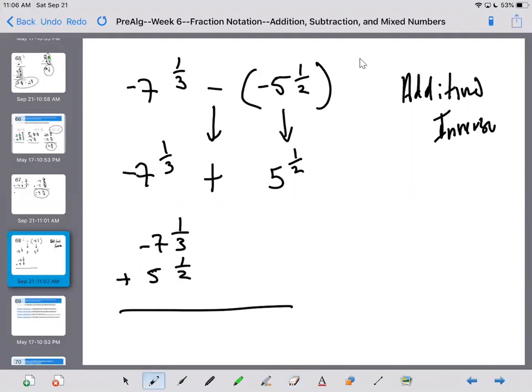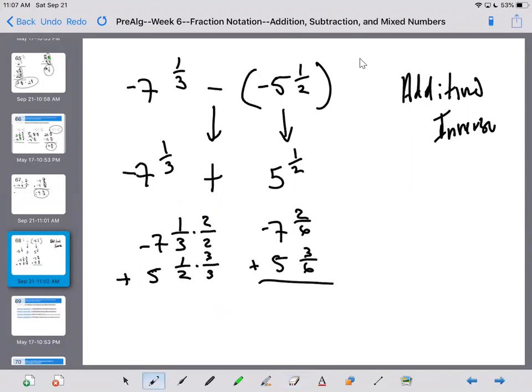So what I want to do is, I'm dealing with thirds and halves, so I need to find the LCM, and that's going to be 6. So I'm going to get negative 7 2/6 plus 5 3/6. All right, so I can do this now, but the signs are different, so I'm going to have to do the subtraction, but I can't take 3/6 from 2/6 and stay negative, or stay positive.